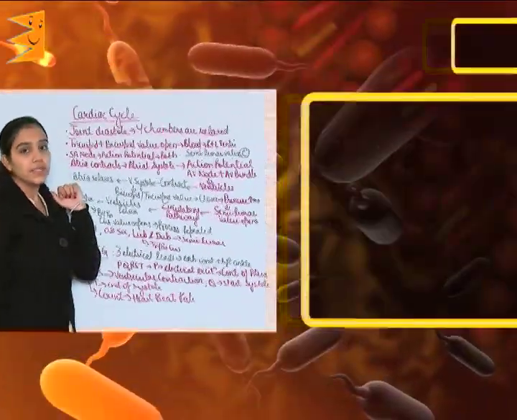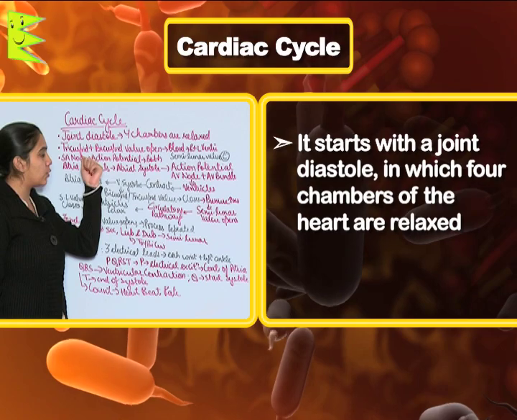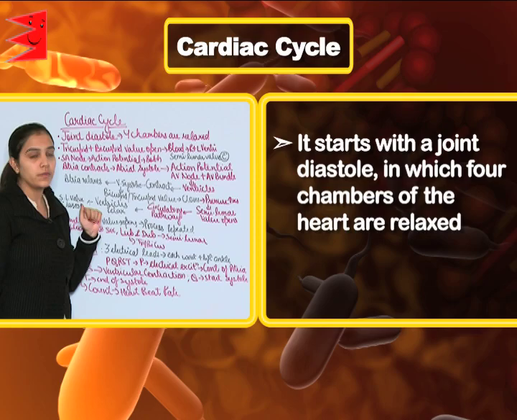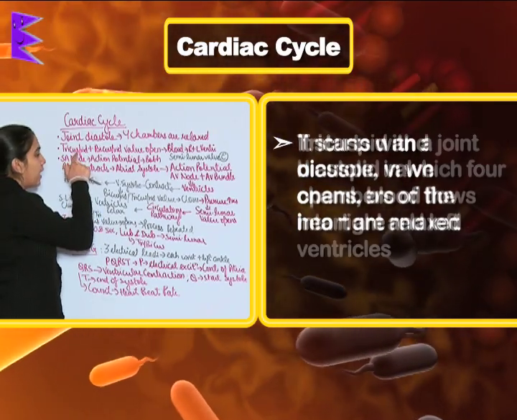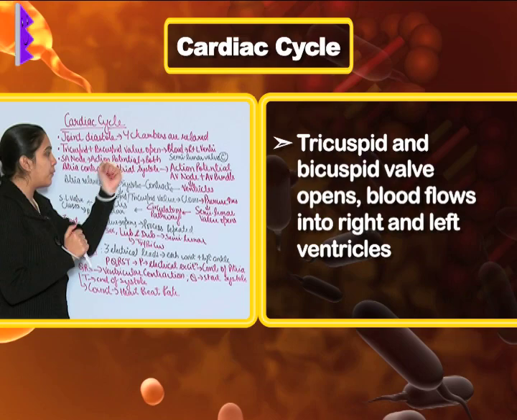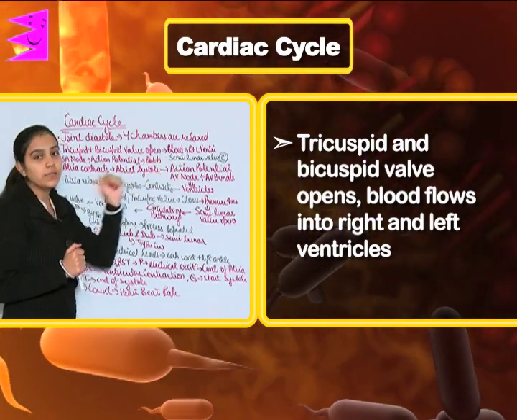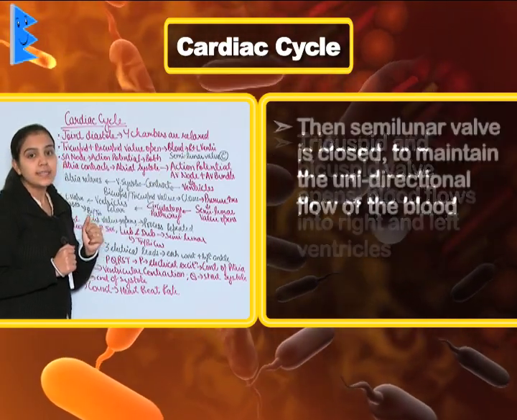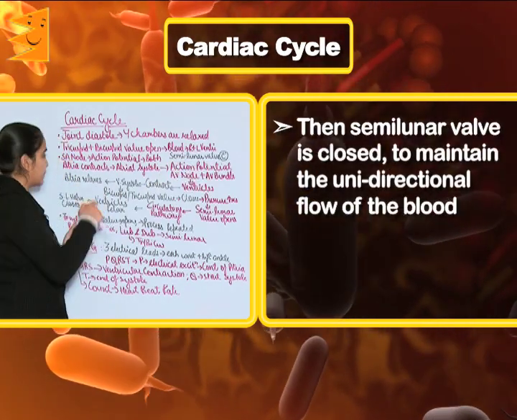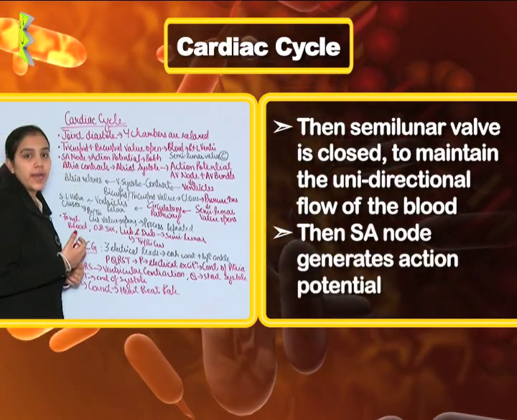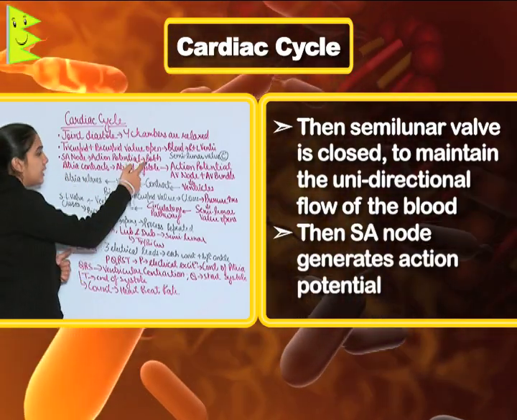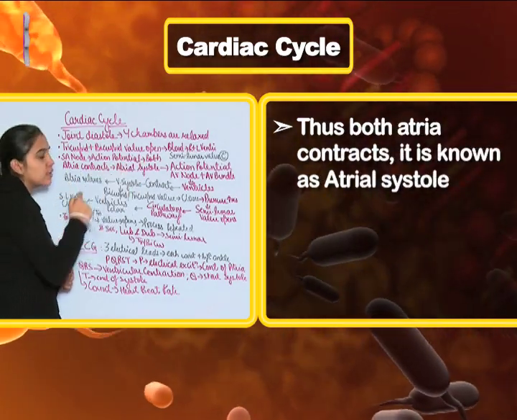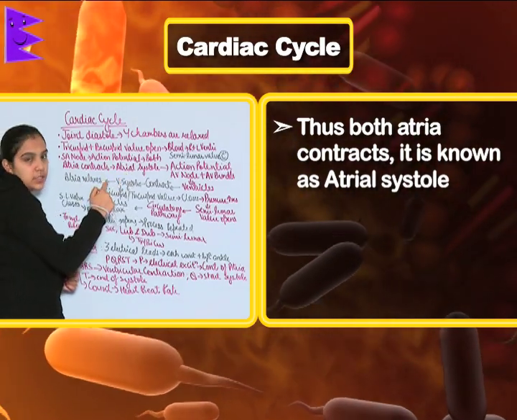Cardiac cycle. It starts with joint diastole, in which all four chambers of the heart are relaxed. Then the tricuspid and bicuspid valves open, blood enters the right as well as the left ventricle, and the semilunar valve is closed.